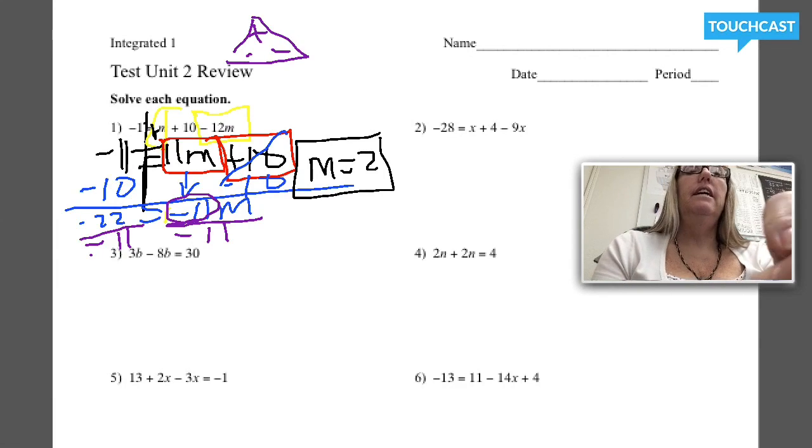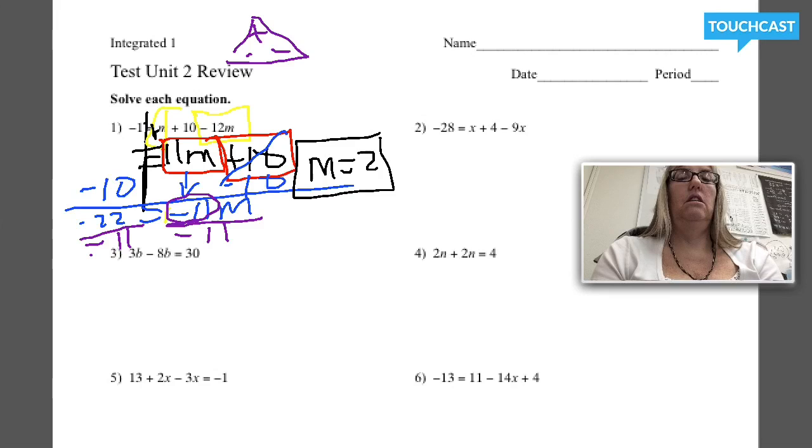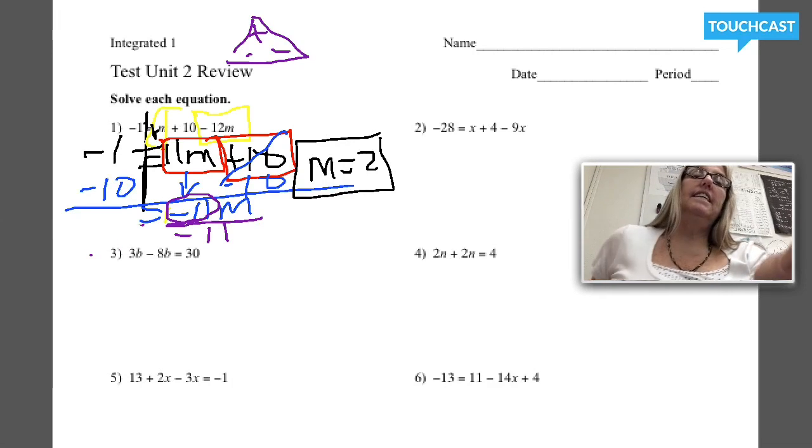Okay, did anybody find my mistake? So I found it. Because I drew the line, it looked like a negative 11, but it's really a negative 1. Boo. So let's go ahead and fix that. Negative 1, nice and bright. And how does that change the problem? Well, it changes it this way.